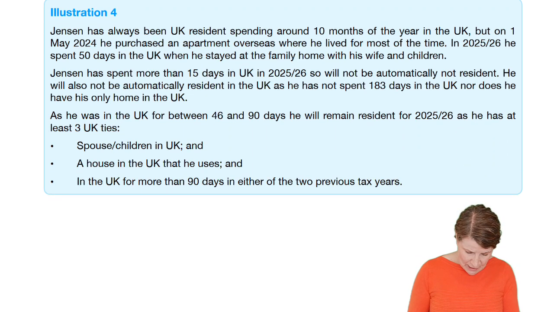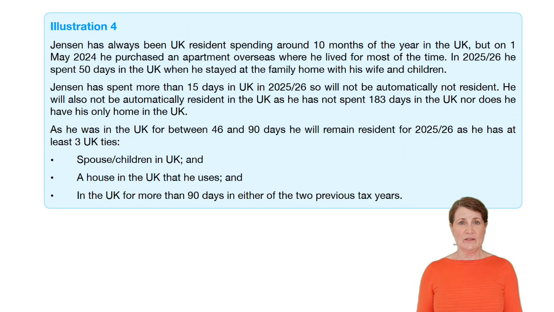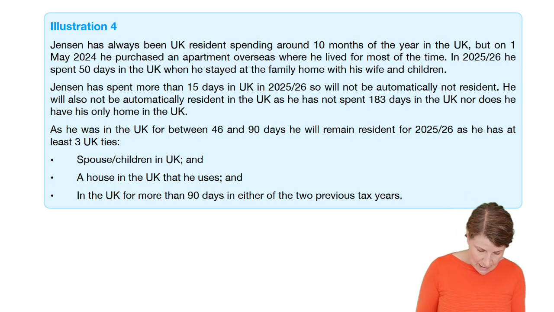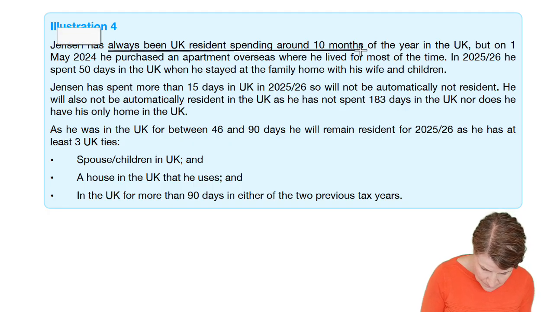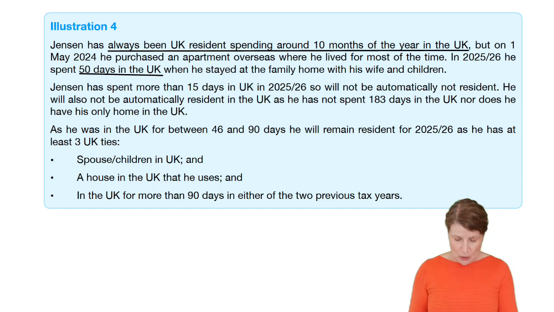So final illustration here, we've got Jensen. So he's always been UK resident, spending around 10 months of the year in the UK. But we're told on the 1st of May 2024, he purchased an apartment overseas and he lives there for most of the time. And in 2025-26, he spent 50 days in the UK when he stayed at the family home with his wife and children.